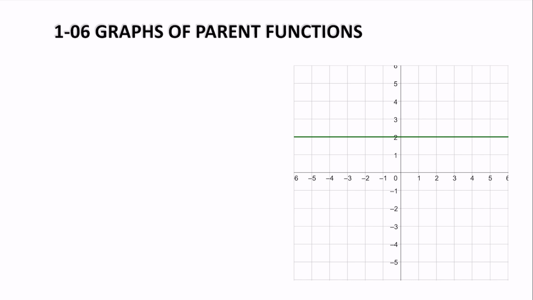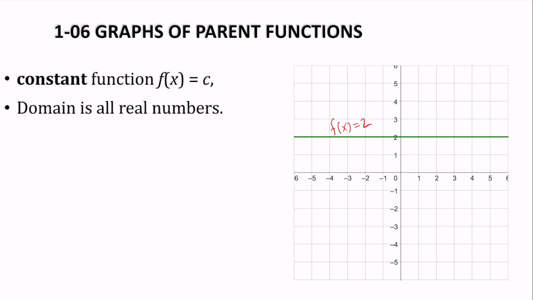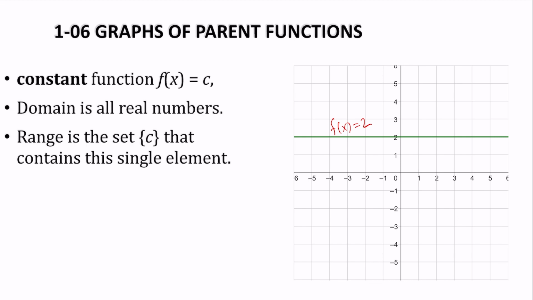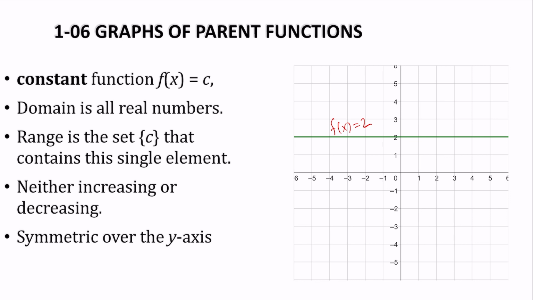Our first parent function is the constant function, f of x equals c, where c is the y-intercept. It's a horizontal line, so in this case it'd be f of x equals 2. Notice the graph goes all the way from left to right, which means the domain is all real numbers. And the range is just whatever y value we have there, just a single element. It is constant, it's not increasing or decreasing. And it is symmetric over the y-axis.